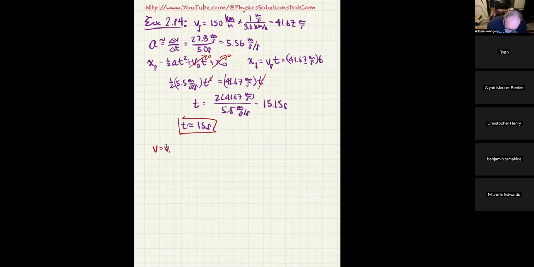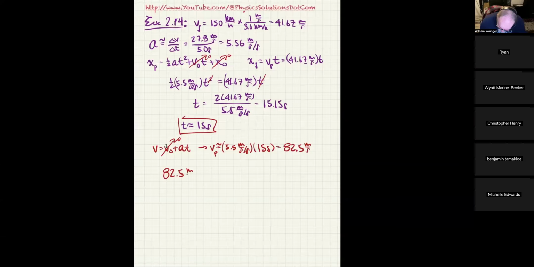So now we're going to use v equals v0 plus a t, but v0 is 0. So the final velocity of the police car when it reaches the speeder is going to be 5.5 meters per second times about 15 seconds. 15 times 5.5 gives me 82.5 meters per second. And of course, 82.5 meters per second is probably pretty fast, but let's figure out how fast it is.